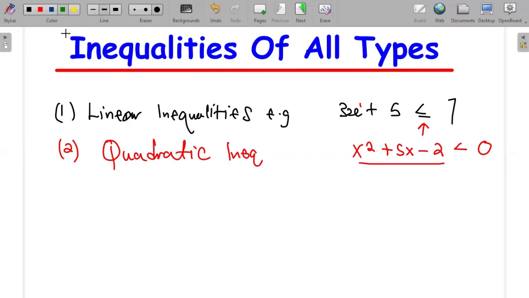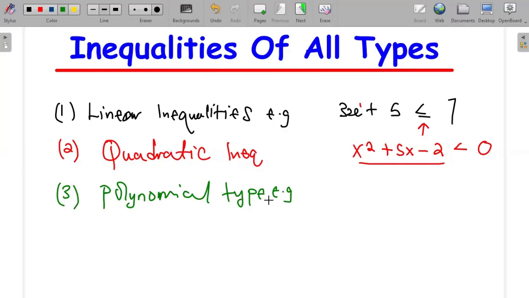All right, and then the next type is the polynomial type. This one is for those inequalities that have x to the power 3 or more. So for example, if I have x to the power 3 plus 2x squared minus x minus 1 is greater than or equal to 0. You can see that the highest power here on x is 3. So we call this a polynomial inequality.